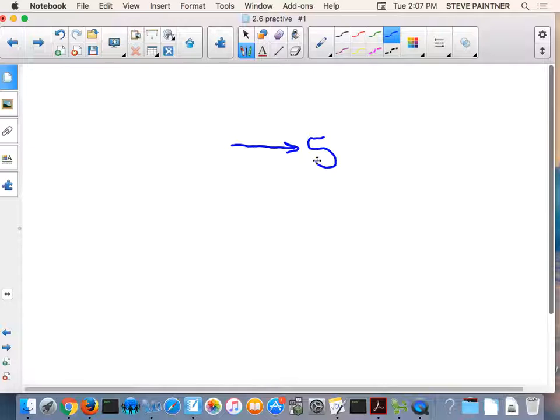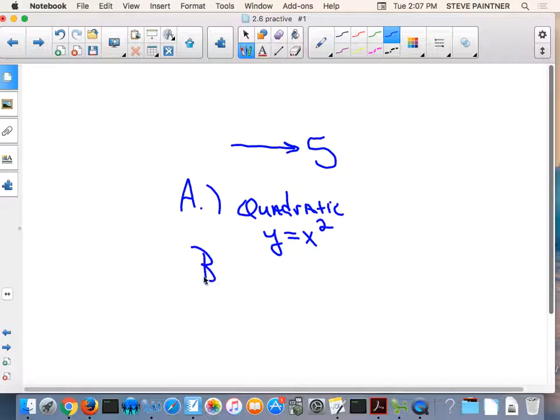So here, if we did letter A, how can you mark it on there? Well, let's just try this. Ready? State the parent function. Is A linear, quadratic? Quadratic. Okay, so it's quadratic, right? So you can say quadratic. That's the parent. Okay. B says mark and describe.